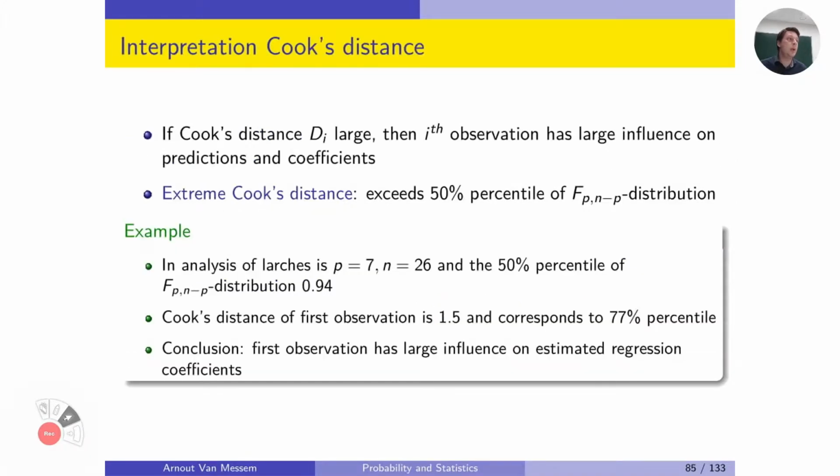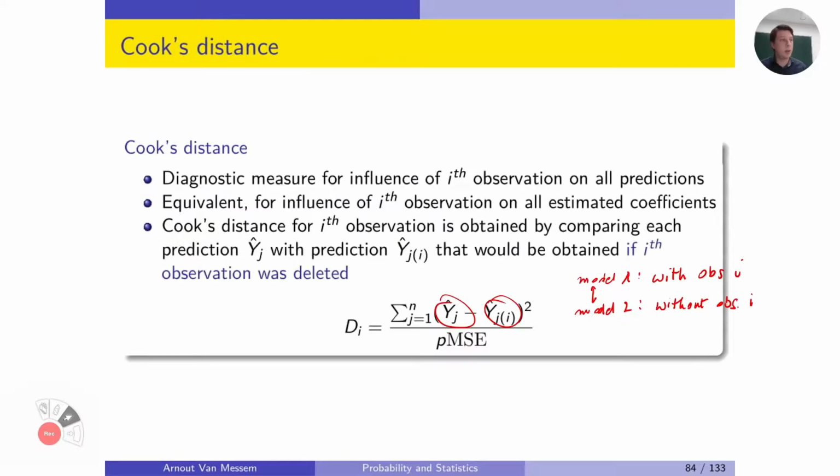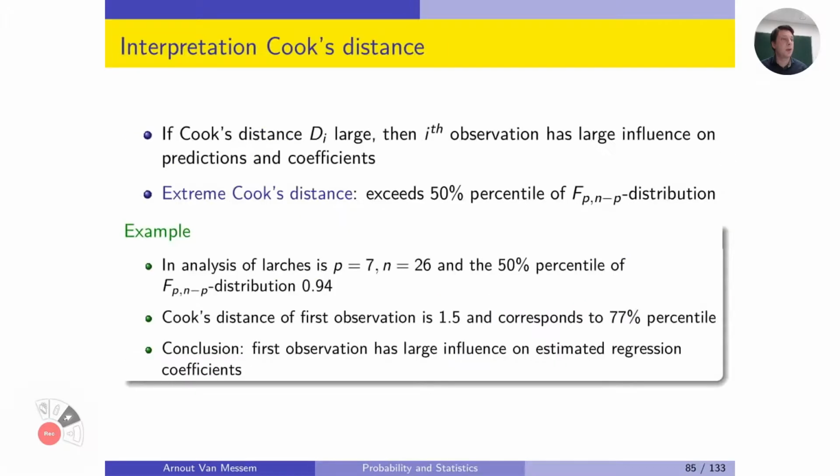So how will we know when it's influential? We said a large Cook's distance means that there is a big influence. When do we call it large? We will use a distribution for that. We can show that this D_i follows an F distribution with p and n minus p degrees of freedom. And so we'll say it is influential if it exceeds the 50% percentile of this distribution.